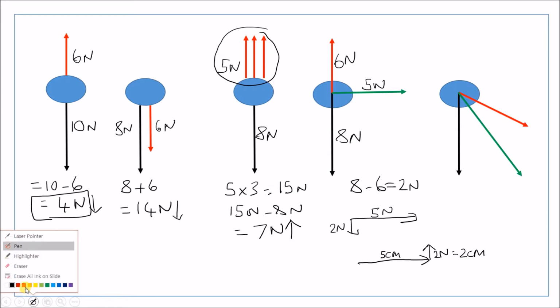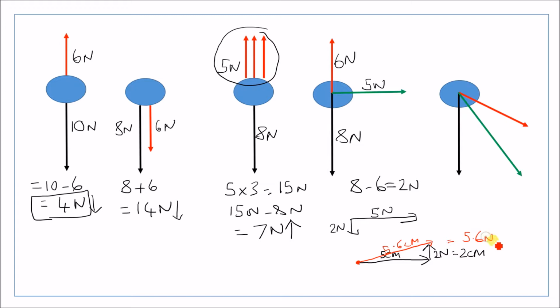Well, I show from the start of one to the end of the other. So from here, where I start, I'm going to draw a straight line to where I end up at. And the resultant force is this line. So if I measure this, and it equaled, say, 5.6 centimeters, then my overall resultant force would be equal to 5.6 newtons.